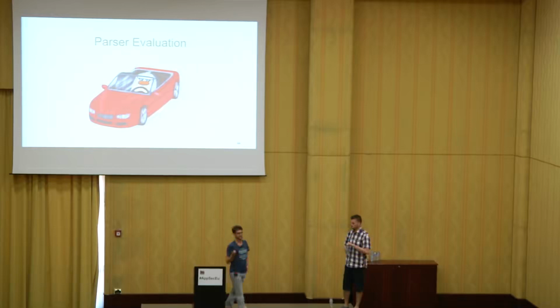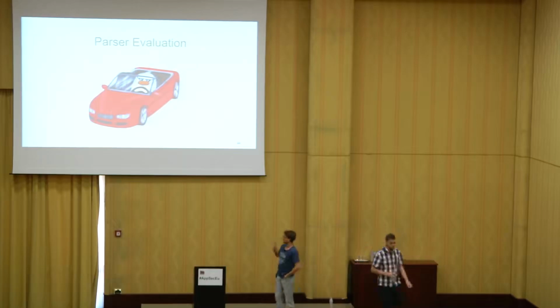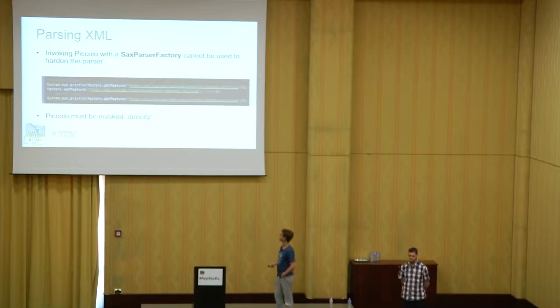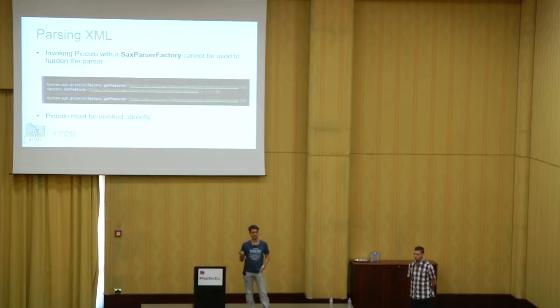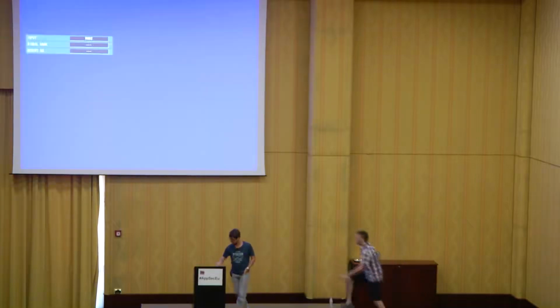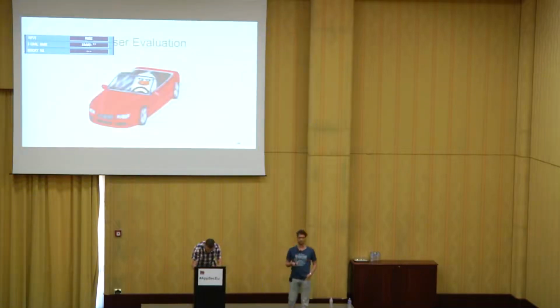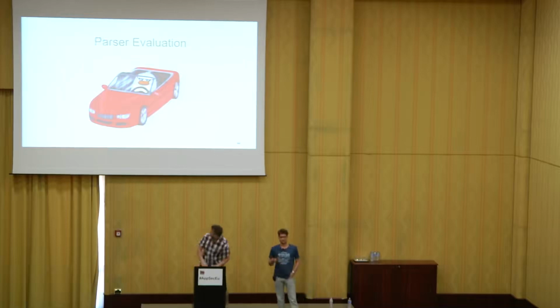So for the parser evaluation, I also want to start with a quick motivation. Christian also already showed you an example of an XXE attack, and it's going in the same direction, but for a specific parser. So I'm choosing Piccolo. It's a Java parser, and as you see here, usually you use a factory in Java, but here you can't do it. If you use it with a SAX parser factory, you cannot harden the parser.